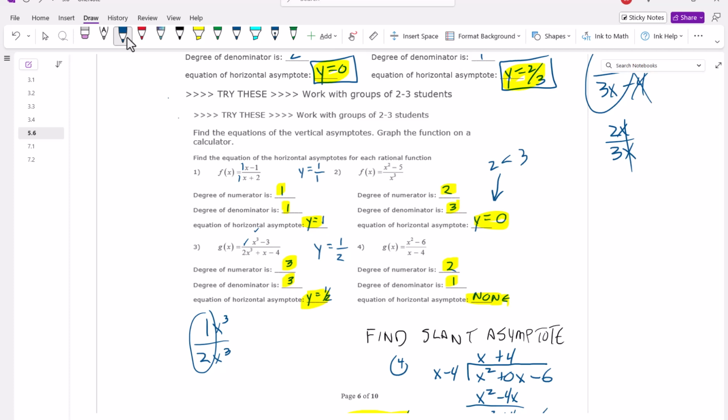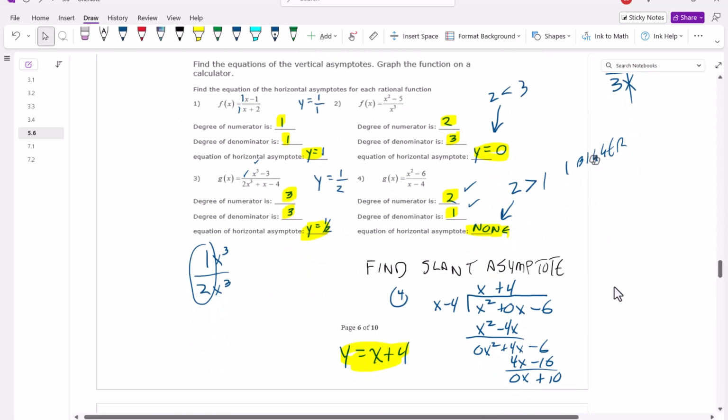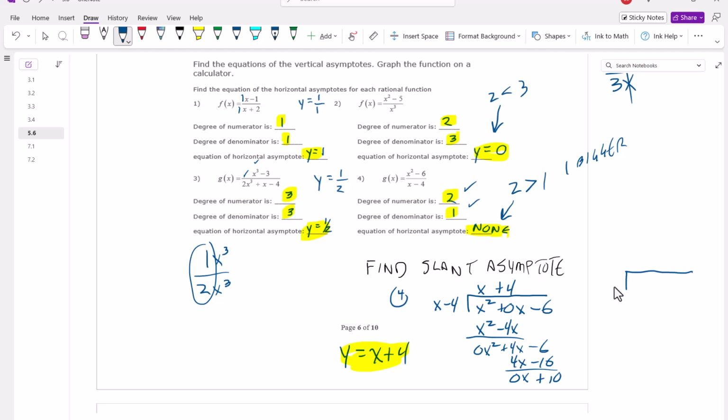Then the next one, degree of the top is 2, degree of the bottom is 1. So if 2 is greater than 1, that means there is no horizontal asymptote. But since the degree of the numerator is 1 bigger, that's going to mean that you have a slant asymptote. So look what I'm doing on this. You want to write this down and go through this and see if you can do this. Again, what I'm doing is I have to have a missing term. So I don't have an x, so I have x squared plus 0x minus 6, and I'm dividing that by x minus 4.